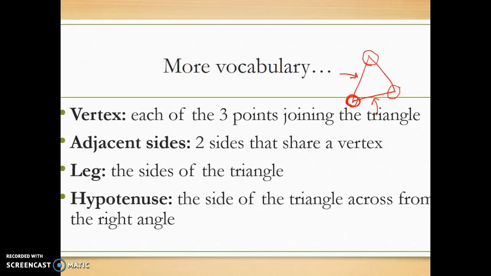When we talk about right triangles, we have other terminology here. We talk about the legs and the hypotenuse. You guys remember from earlier grades, the hypotenuse is always the one that's across from the right angle. And then the other 2 sides of this triangle are called legs.